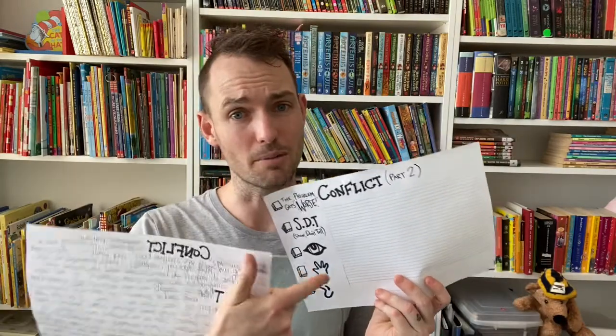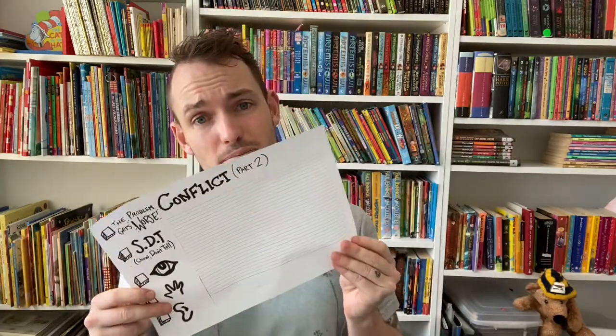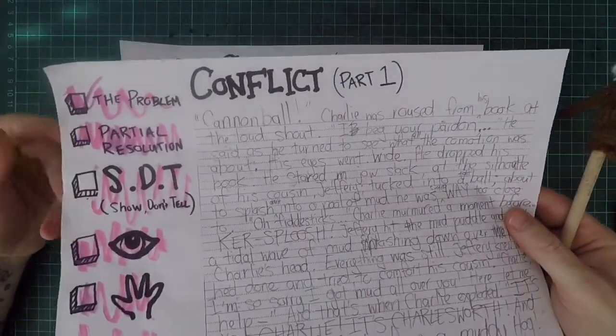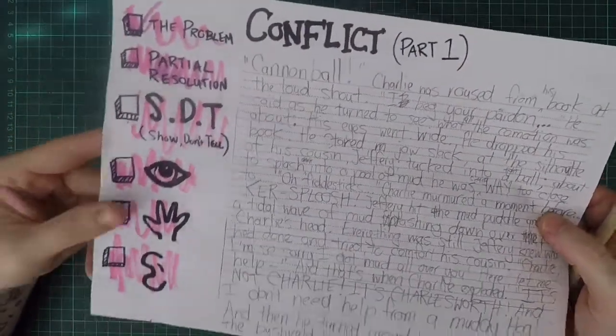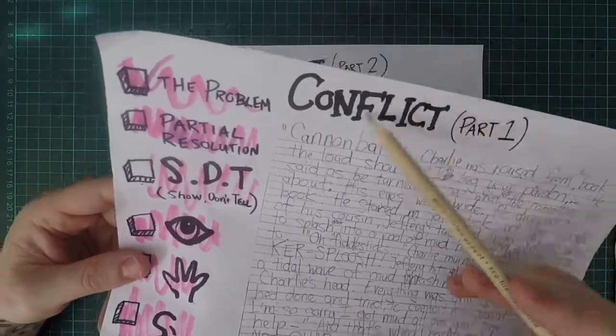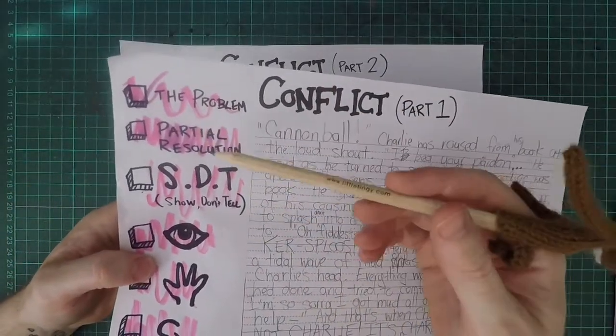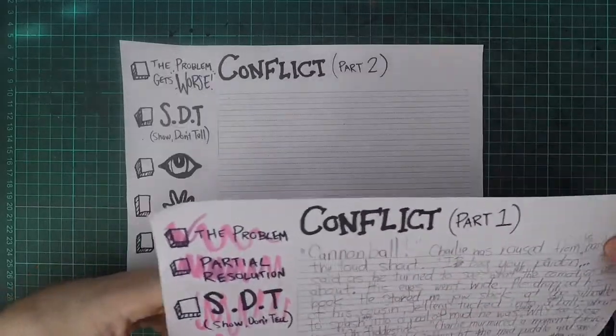Right, I'm going to go to my desk now and I'm going to write the second part of my conflict. Okay, I'm ready to continue my conflict now. The last time I did this, I worked by creating a problem for my character, and then I gave a partial solution to that problem.